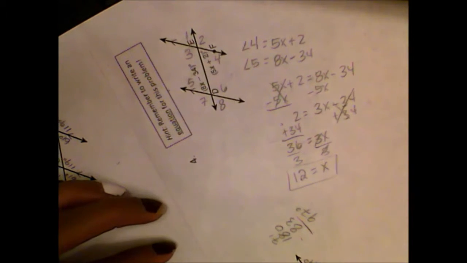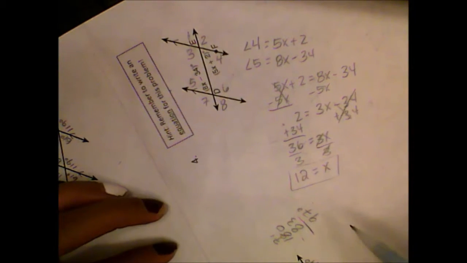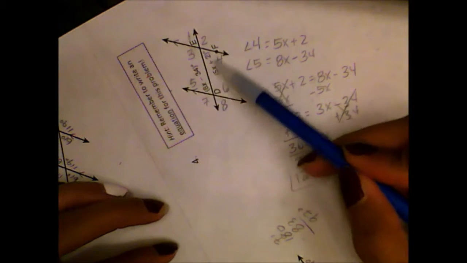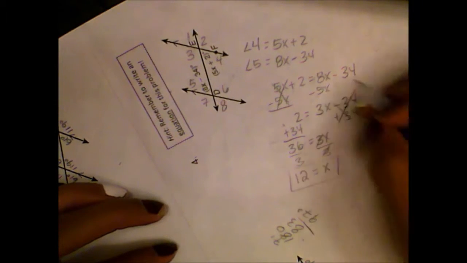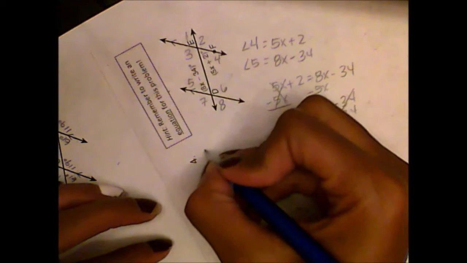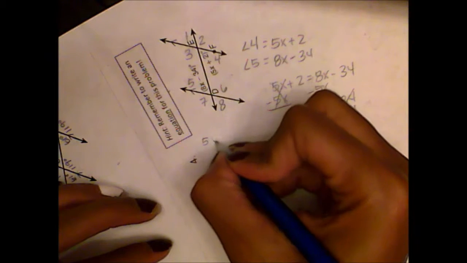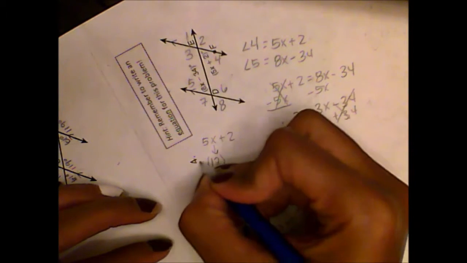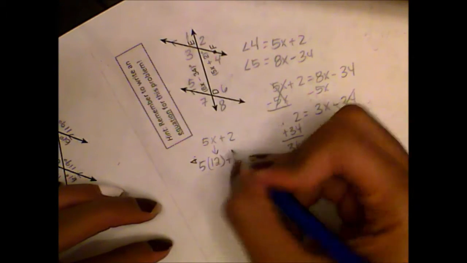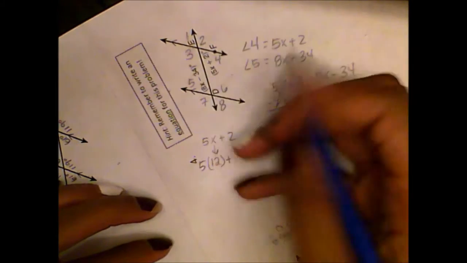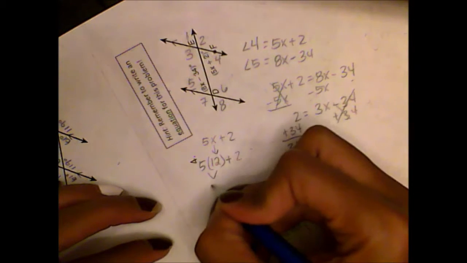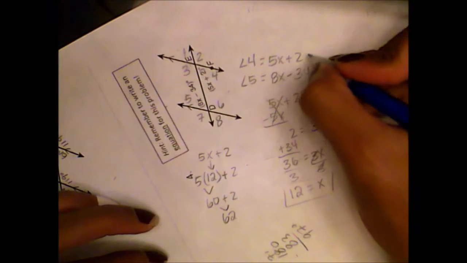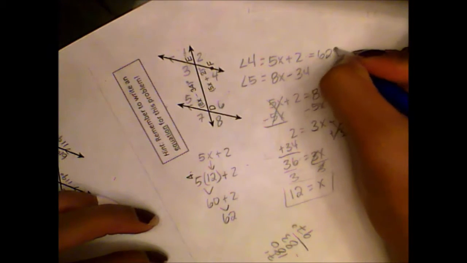Now what I'm going to do with the value for this variable is plug it into these two formulas to figure out what they are exactly equivalent to. So I'm going to start with angle 4. Angle 4 they said was 5x plus 2. I'm going to plug in 12 for my x. Five times 12 is 60, plus 2 is 62. So the measure of angle 4 is 62 degrees.